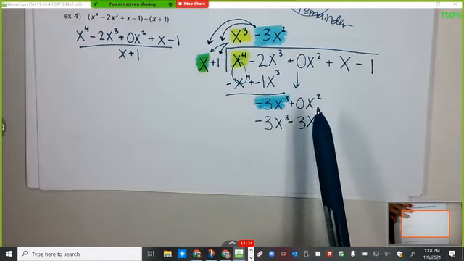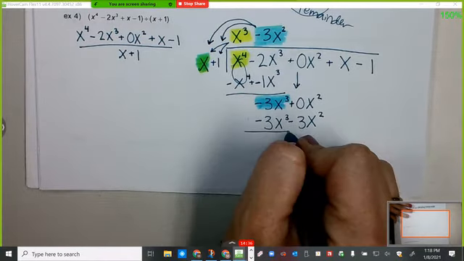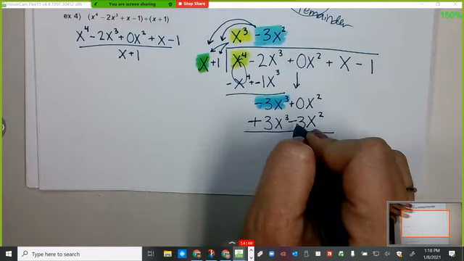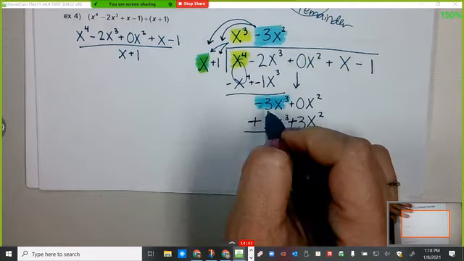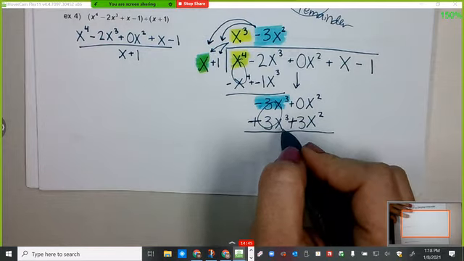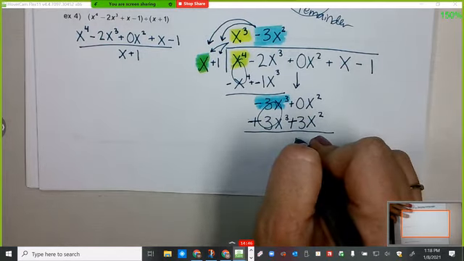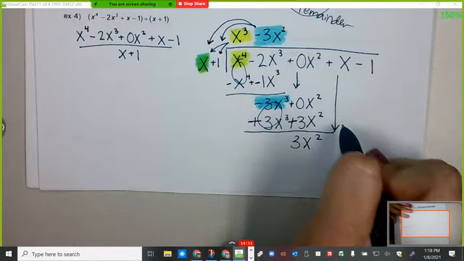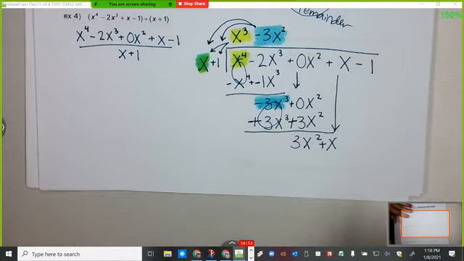Okay? So we have to subtract, subtract, subtract. Double negatives become positives. And this cancels. 0x squared plus 3x squared is just 3x squared. Now bring down our x, because since our divisor is 2 terms, we need 2 terms at all times.